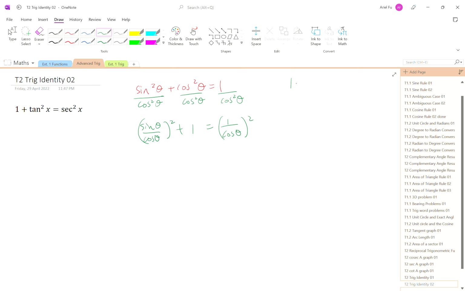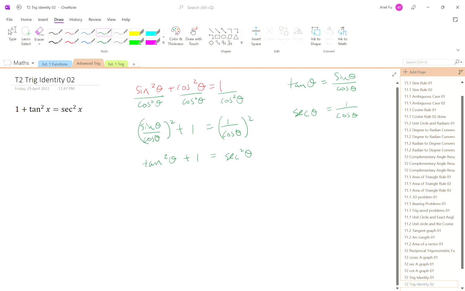Now on the side, I know that tangent theta equals sine theta over cosine theta, and I know that secant theta equals 1 over cosine theta. That means I can replace these two brackets and obtain the identity on the left, which is tangent squared theta plus 1 equals secant squared theta.